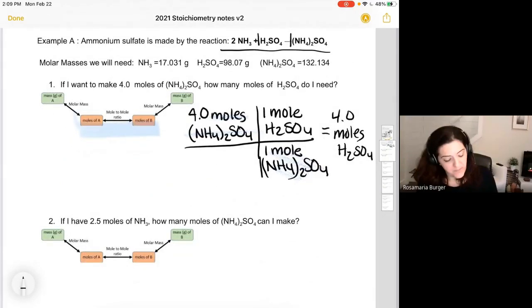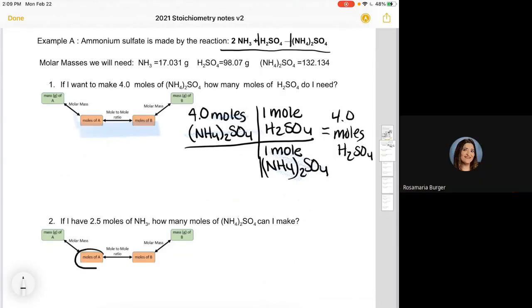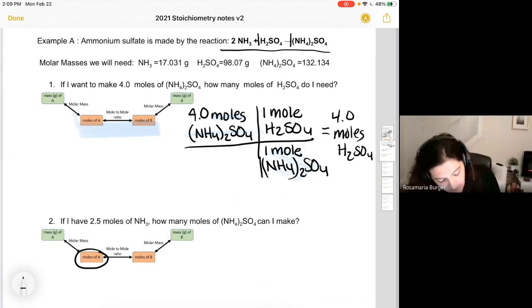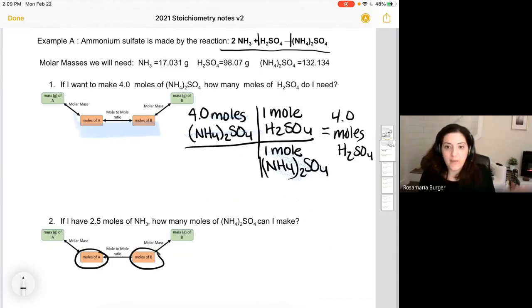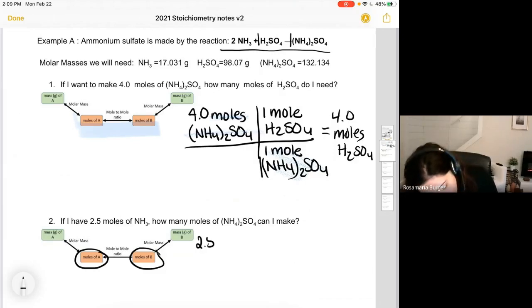If I have 2.5 moles, so I'm starting here, moles of A, of NH3, how many moles of ammonium sulfate can I make? So I'm going to go to moles of B. So again, it's just going to be a quick exchange here. Okay. I have 2.5 moles of NH3. I'm going to write that down. 2.5 moles NH3.